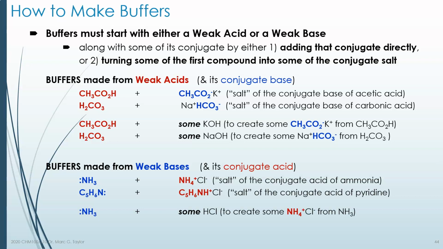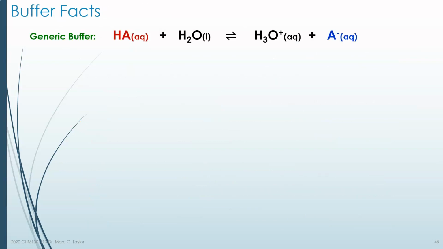Or we can do the cheating way, which is just to start with ammonia or pyridine, and add a little bit of a strong acid like HCl, hydrochloric acid, and turn a little bit of our ammonia into ammonium, in this case ammonium chloride, since we're starting with hydrochloric acid, or we can turn a little bit of our pyridine into pyridinium ion. So just by adding small amounts of strong acid to a weak base, we can turn some of that weak base into its conjugate acid, and therefore we'll have a mix of both weak base and weak acid in the end, and that is allowing us to produce our buffer.